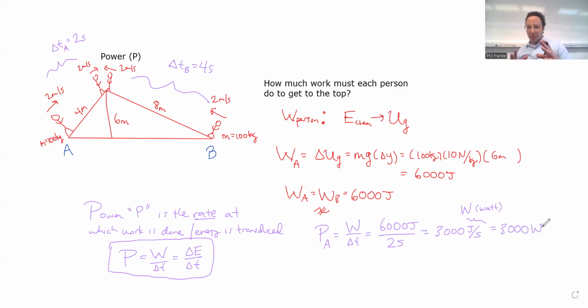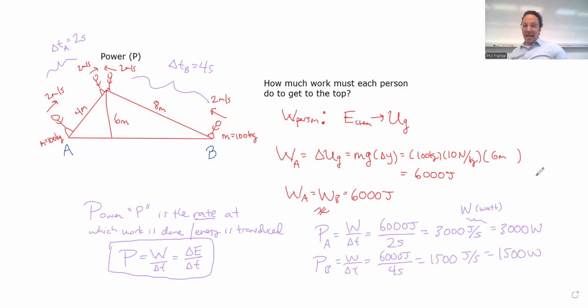You have to be careful here. We use capital W to stand for work, and we use capital W for the unit of power, which is watts. So keep your eye out for that. There's no easy way to get around actually paying attention to where the symbols are placed on the paper. All right, person A does 3,000 joules of work per second. Person B also does 6,000 joules of work, but they complete this task in a much more casual 4 seconds, which is 1,500 joules per second or 1,500 watts.